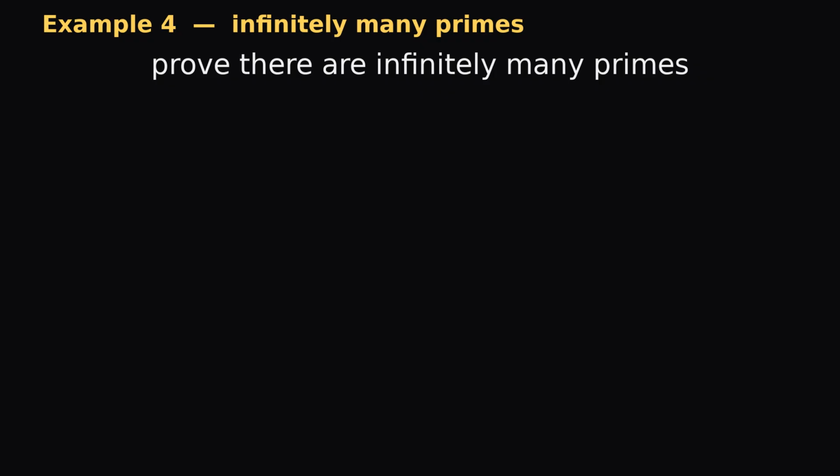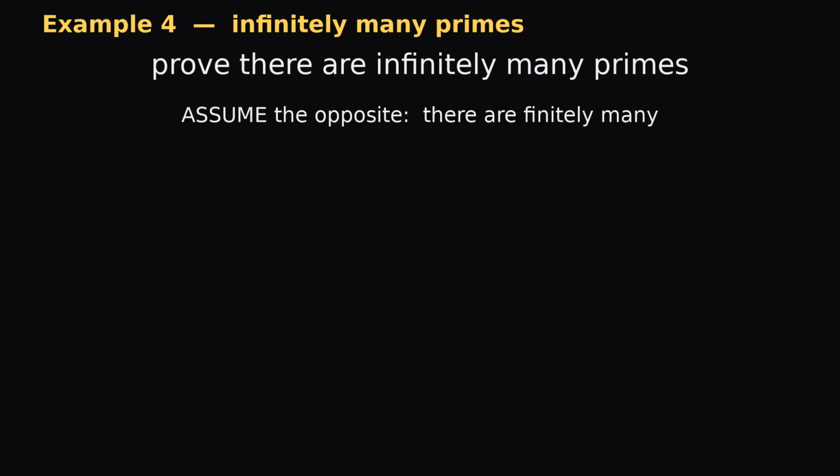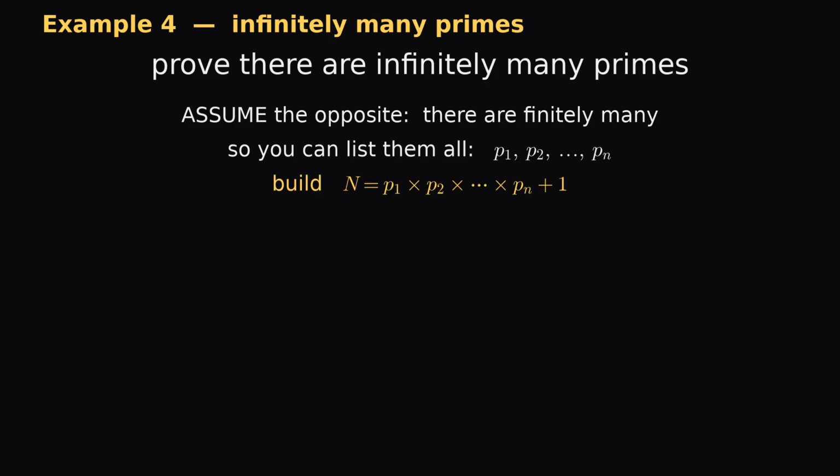Example 4. Same shape, completely different subject, which shows this is not a one-trick method. Prove there are infinitely many primes. Assume the opposite. There are finitely many. So you can list all of them, p1, p2, up to pn. Now build a new number. Multiply every prime on that list together and add 1. Call it capital N. Now divide capital N by any prime on the list.